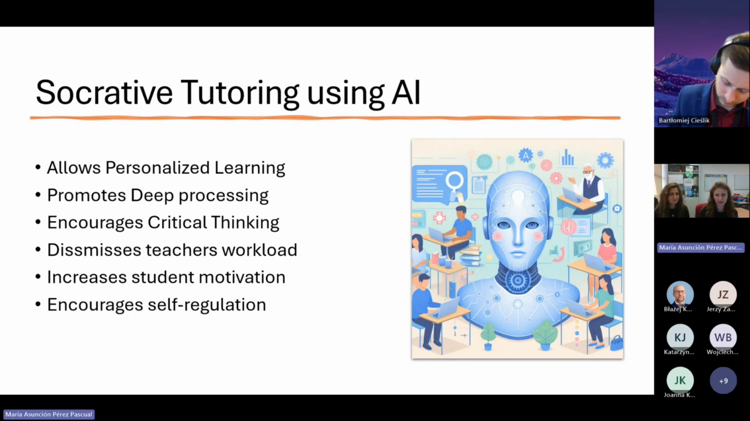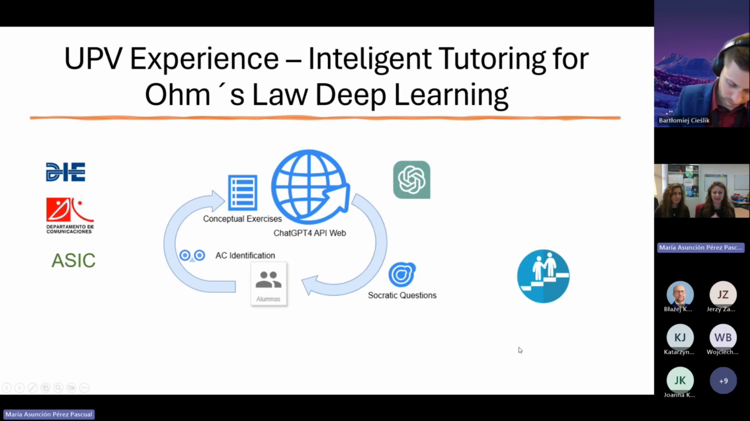Okay, so let's see how we have done this. This is our project. We have been developing this project for 2 years, with members of the electronics department, members of the communication department, and some of the personnel of the IT department in the university. Our project is based on a website, and this website is connected to ChatGPT. This is the engine that we are using, and it is the best for us, but maybe it's not the best for you. We can talk about it.